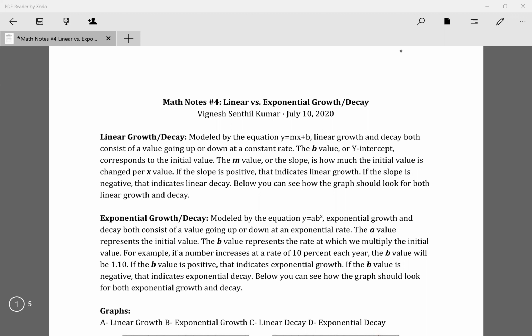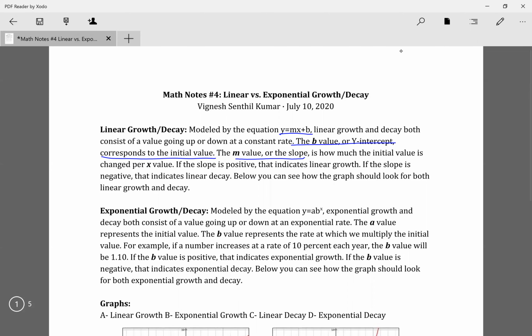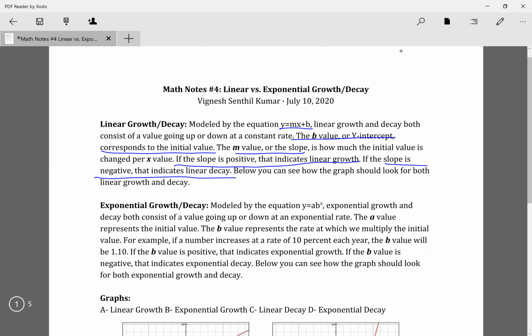So first off, let's go over the basics of what linear growth slash decay is and what exponential growth slash decay is. First, linear growth slash decay is modeled by the equation y equals mx plus b, where the b value is the initial value and the m value is the slope, so how much it goes up by constantly. That's the simple linear equation you see your whole life. If the slope is positive, that indicates linear growth, and if the slope is negative, that indicates linear decay. So that's how you can quickly determine if something is growth or decay.